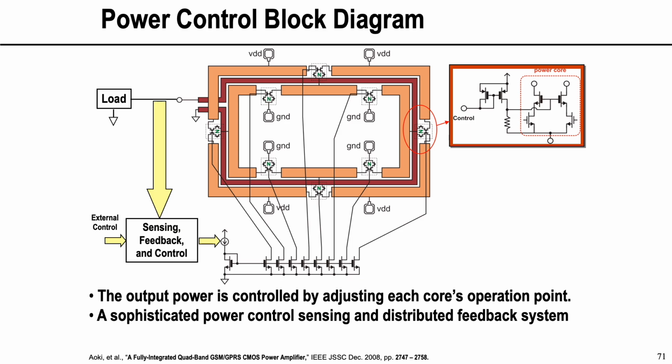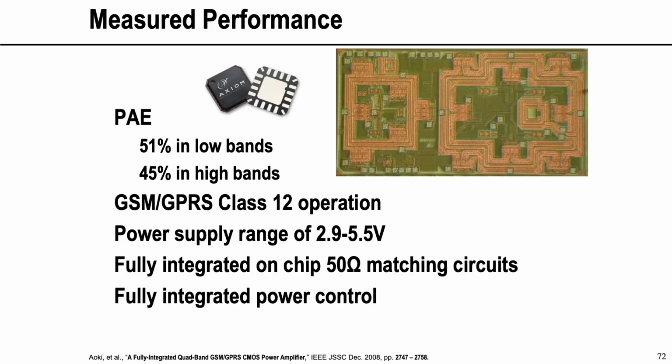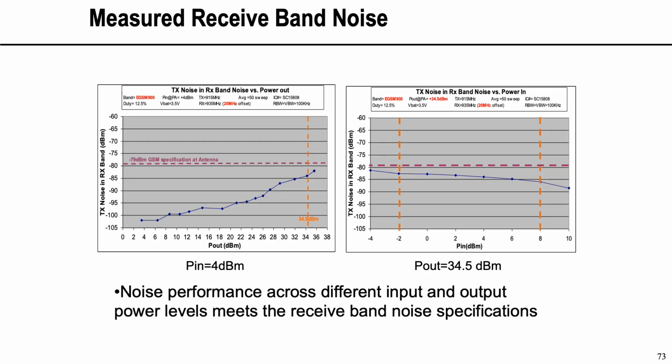And this became a commercial product that was sold in large volumes, but this is a picture of it. And basically, on the right-hand side of it, you can see the low band, the 800, 900 megahertz one, and then the one on the left is the high band, the 1.8, 1.9 gigahertz example. And these are some of the performance measures.